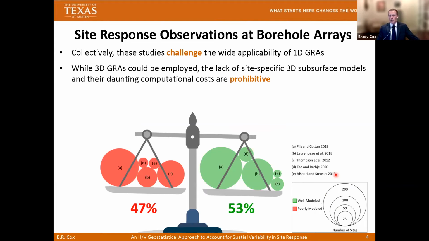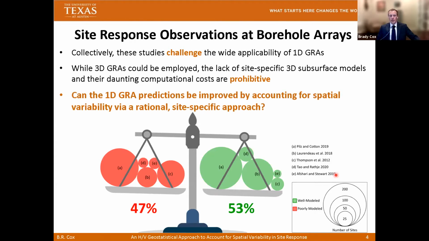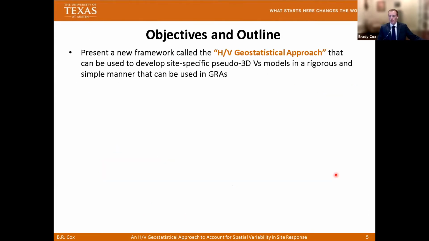While 3D ground response analyses could be used, generally we lack site-specific 3D subsurface models, and also 3D GRAs are computationally expensive. These two challenges really prohibit us from performing 3D ground response analyses, at least on a wide scale. So the question then becomes, can we still use 1D ground response analyses, but improve their performance by accounting somehow for spatial variability on a site-specific basis?